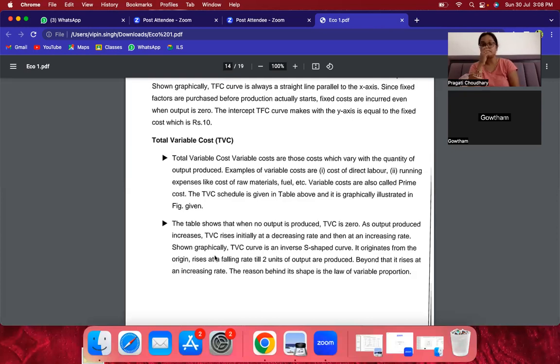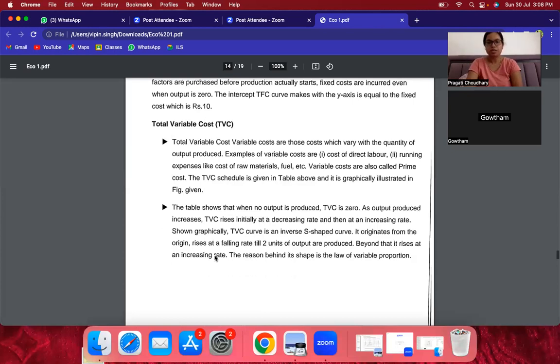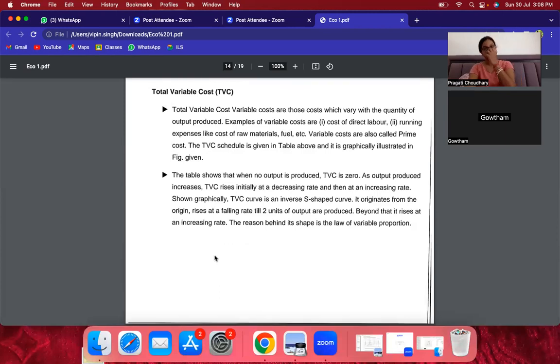The TVC schedule is given in the table above and is graphically illustrated in the figure. The table shows that when no output is produced, TVC is zero. Obviously, if you have planned that next year I am not producing even a single unit of output, then why would you buy inputs? Why would you buy the raw materials? Tell me.